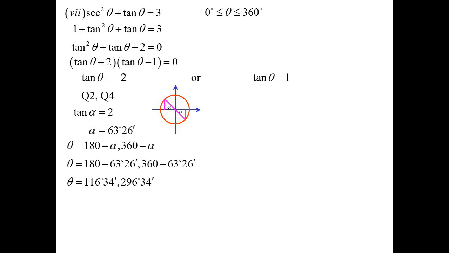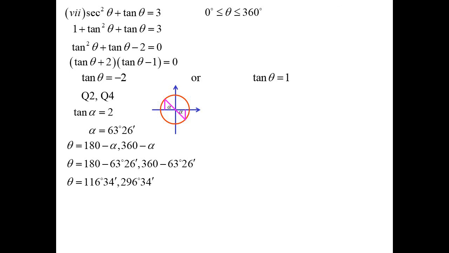We have to look for when is tan theta equal to negative 2, but also when is tan theta equal to 1. All right, let's start with the negative 2 first. That'll be the second quadrant and the fourth quadrant. Acute angle, 63 degrees 26. So we're going to go 180 minus that, or 360 minus that. There's our first two answers.